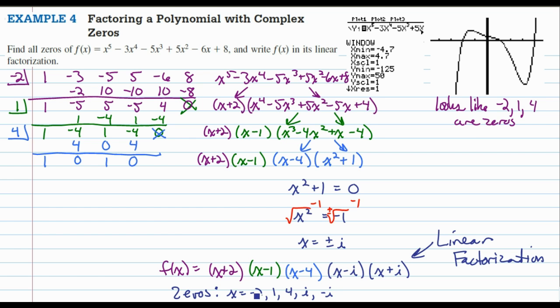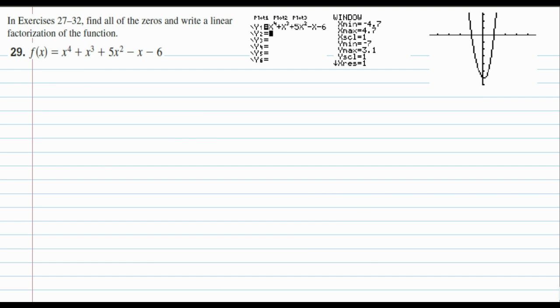There are 5 zeros, degree 5 polynomial. The now try problem for example 4 is number 29. Find all of the zeros and write the linear factorization of the function.